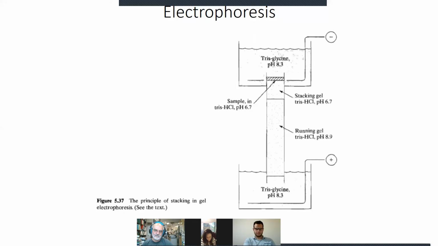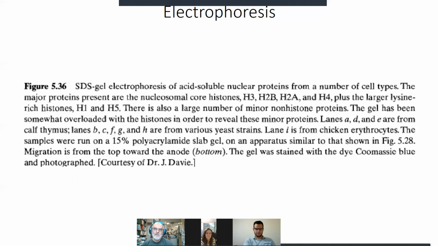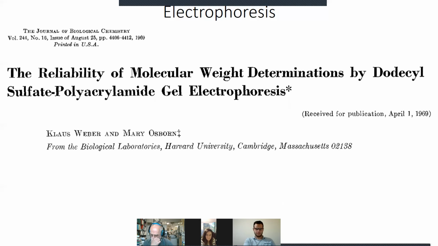I found that other thing on the web and I completely forgot that I already had this example of Tris-glycine. So let me come back to that slide and let me do something else. Let's take an aside here and talk about this JBC paper.